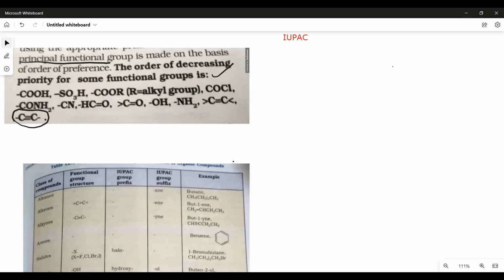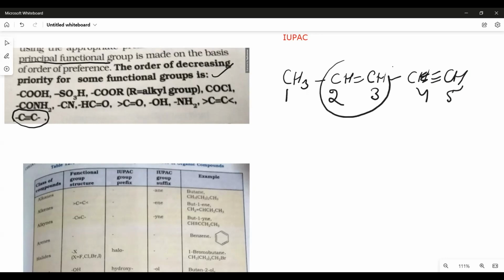Whenever, suppose you are having a molecule like this, it will include various functional groups. So here you can easily see that triple bond and double bond both are present. And this triple bond will have the least priority as compared to double bond. So you can easily understand that you have to number the chain from where the double bond will get the lowest position. This is the meaning of this priority rule.